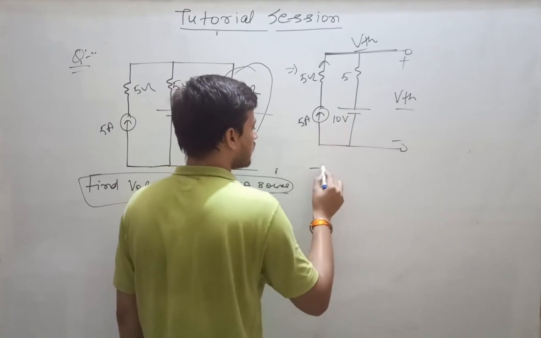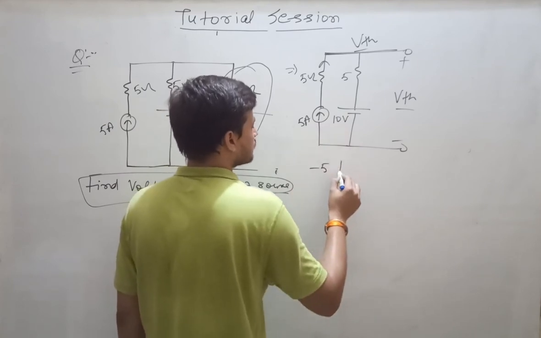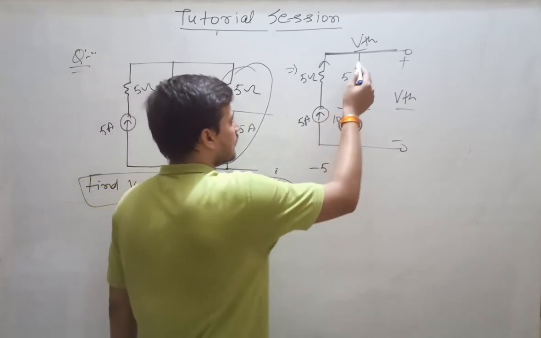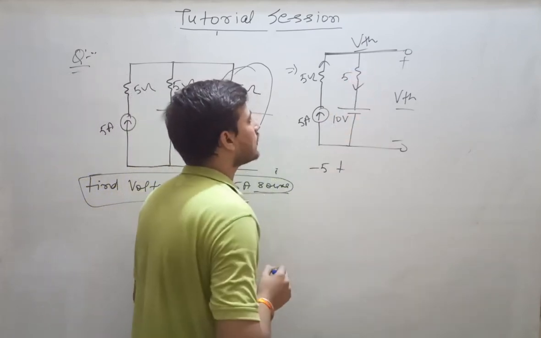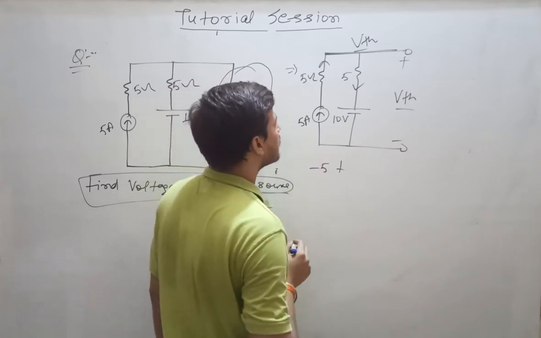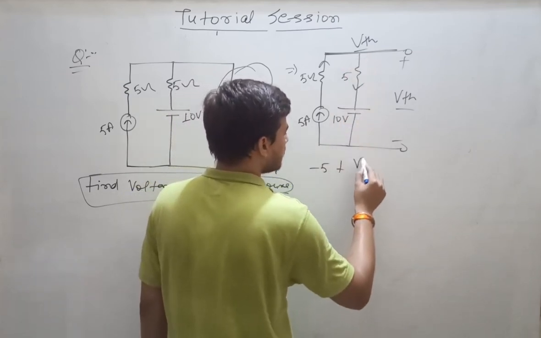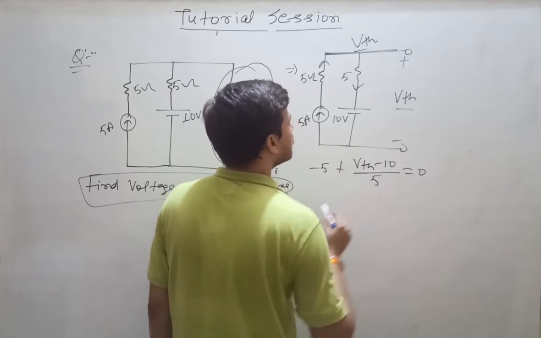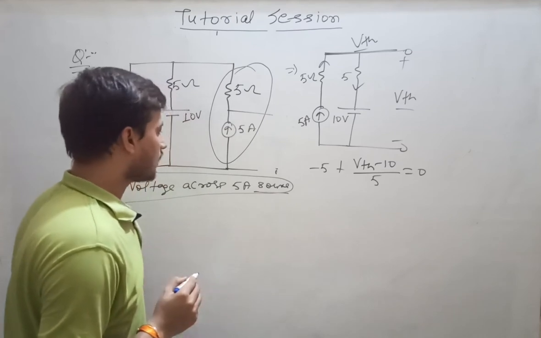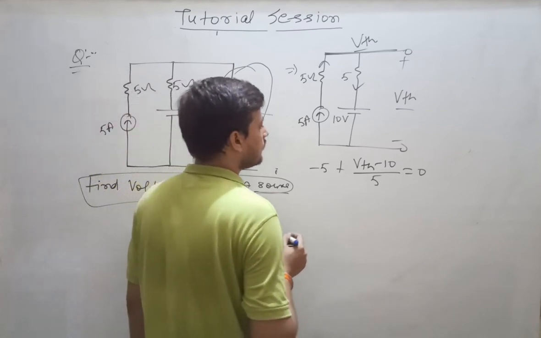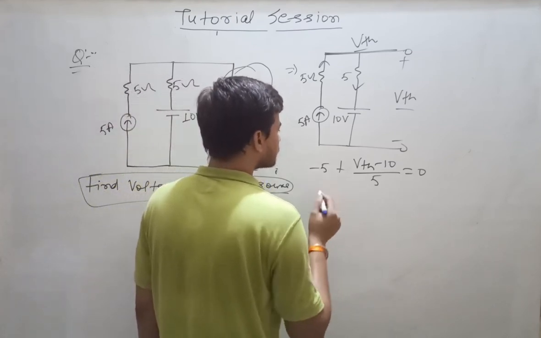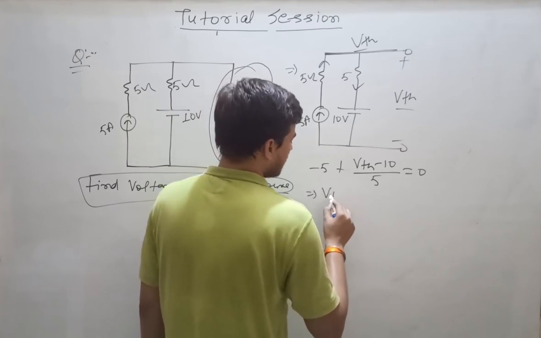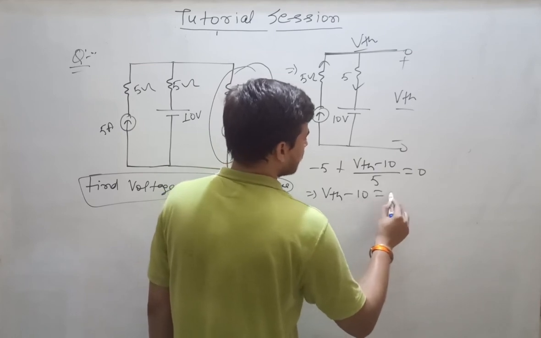So let us write minus 5 plus, there are only two branches, here this current is outgoing current. So here it will be minus 5 plus (VTH minus 10) divided by 5 will be equal to 0. Clear? So from here VTH minus 10 will be equal to 25.